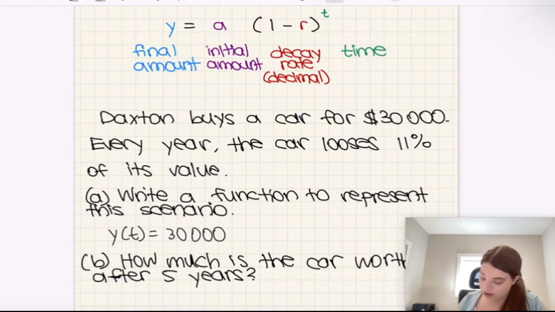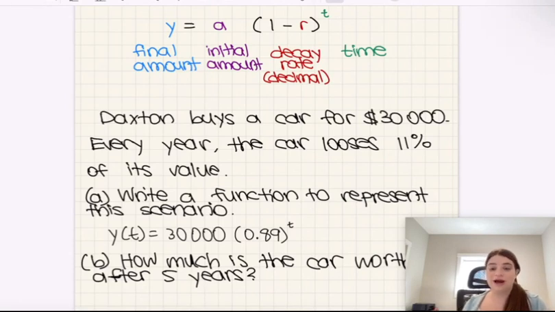And then we have 1 minus r. So that's going to be 1 minus 11%, which is 0.11, right? And so that's going to be 1 minus 0.11, which is 0.89, right? And that makes sense to us as well, in the sense that if a car loses 11% of its value, that means it's still worth the other 89% of the value that it had the previous year. And that's the power of t, where t is the time in years. And so this is the general equation we can use to represent this scenario, right?